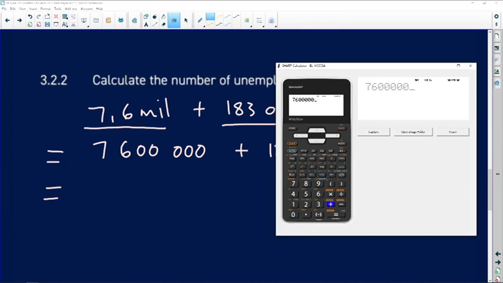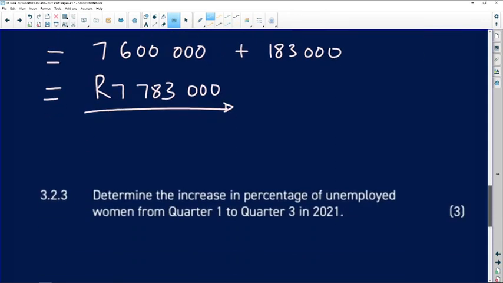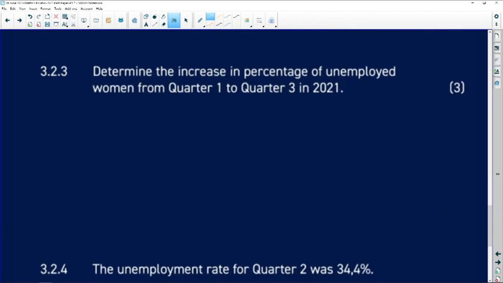7,600,000 plus 183,000. That's going to give you 7,783,000. That is exactly how you do that question. 3 marks, run with your 3 marks.